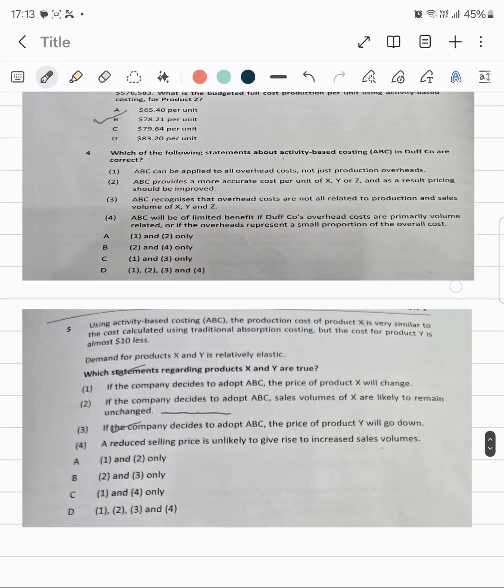Now let's jump on to the fourth part. The fourth part is saying, which of the following statements about activity based costing in Duff company are correct? One, ABC can be applied to all overhead costs, not just the production overhead cost. Two, ABC provides a more accurate cost per unit of X, Y, and Z, and as a result pricing should be improved. Yes, 2 is definitely there.